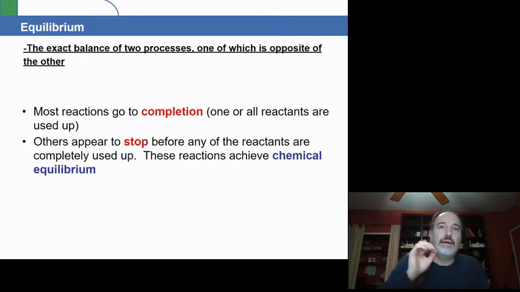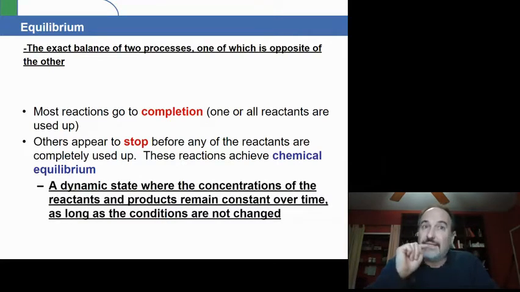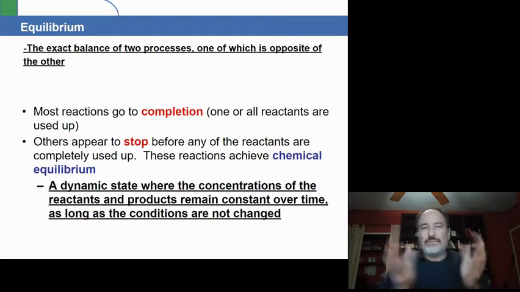Now, these reactions achieve what is known as chemical equilibrium. This is a dynamic state where the concentrations of the reactants and products remain constant over time as long as the conditions are not changed. And that's what we're going to be talking about today, this concept of chemical equilibrium.